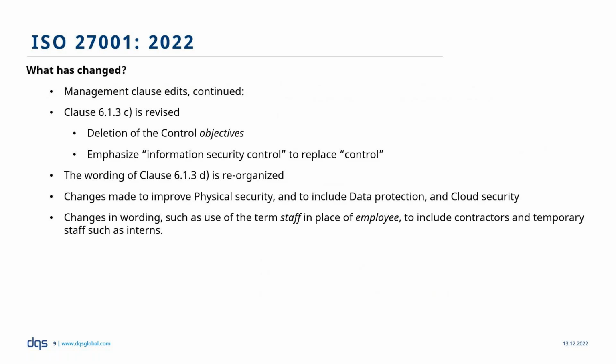In 6.1.3c, the revision includes removal of the word objectives and replacement of the word control with information security control. There are changes in the wording of 6.1.3d. There are changes made to improve physical security and to include data protection and cloud security. There are other changes such as use of the term staff in place of employee to include contractors and temporary staff such as interns.